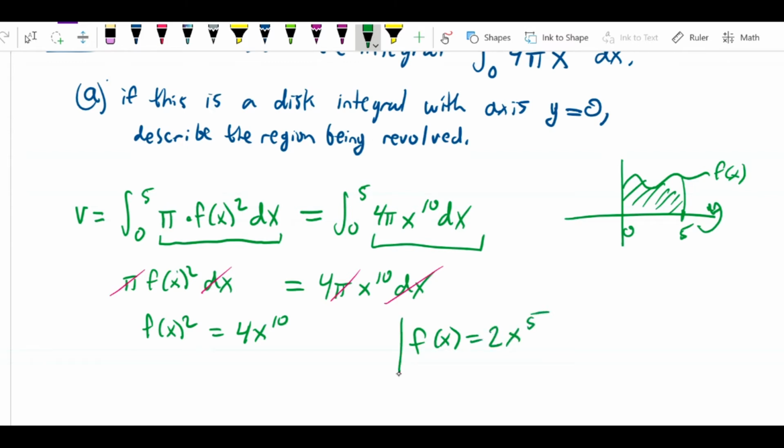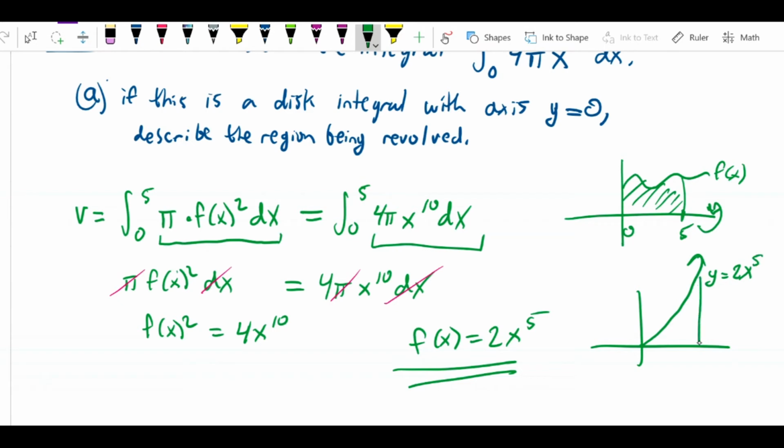So the region being revolved is the region below, that's not what x to the 5th looks like, let's draw it realistically, the region below y equals 2x to the 5th on the interval 0 to 5. That's the region that's being revolved. And we could describe that in words. We could say the region bounded by the x-axis, the line x equals 5, and the curve y equals 2x to the 5th. You could say that it's bounded on three sides by those curves and lines.